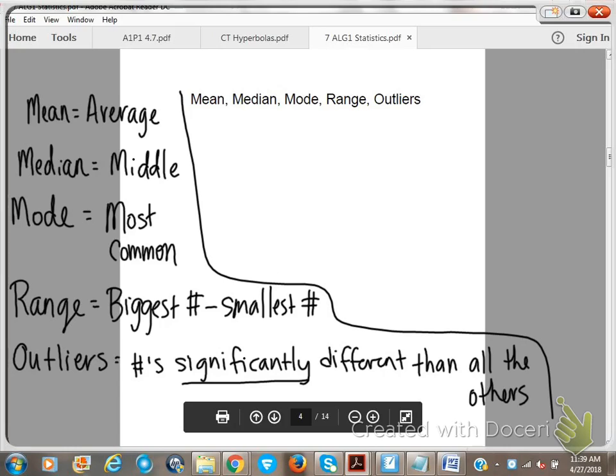Have you ever seen the movie Black Sheep? Let's talk about that once we're done with statistics.